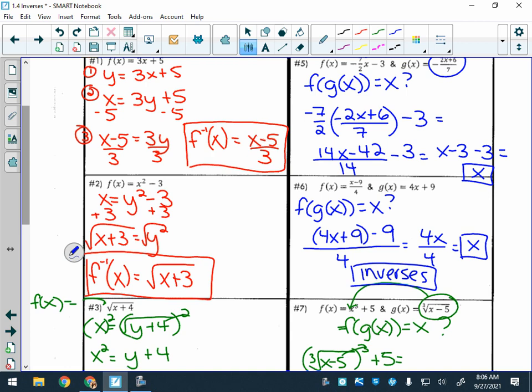Okay, for those of you that completed number 5, should equal x, what you do is take negative 2x plus 6 over 7, plug it into the x of the f function, and what I did is, since it's both fractions, distribute the negative 7 to the top to get 14x minus 42, and 2 times 7 is 14. Both of those are divisible by 14, so that's why we get x minus 3, and then minus 3 on the outside. We should have, what, does that work?